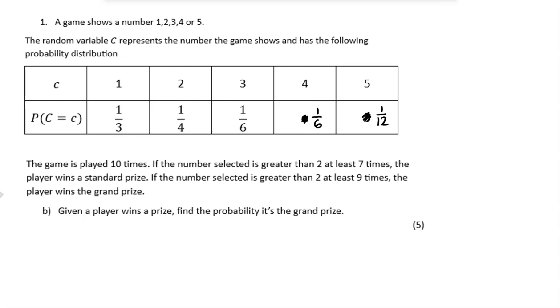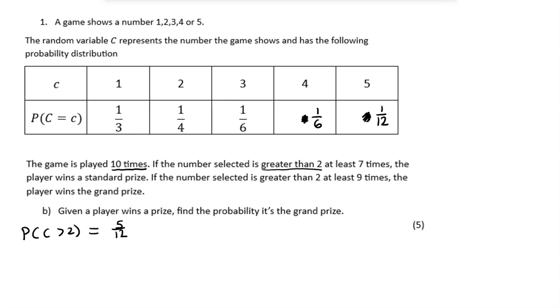So there's quite a lot to unpick here. So we're playing the game 10 times, and we're looking for, as a success, to get a number that is greater than 2. So the probability of getting a number greater than 2, we worked that out in part A. That's going to be 5 over 12.